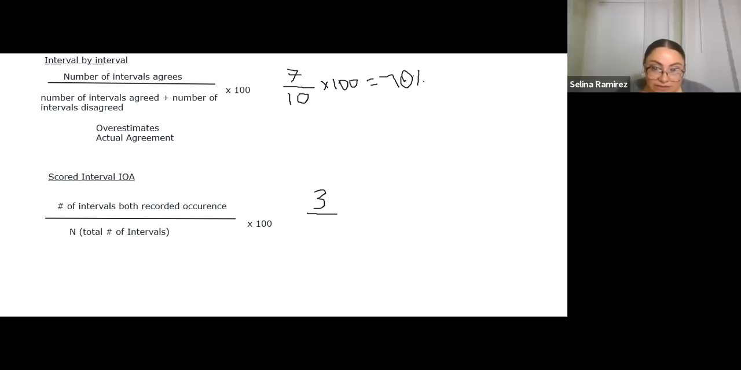So isn't it like 0.33? So it'll be like 33%. So we're going to say times 100. Sorry, my writing is ugly with this little pen. And so we are going to have 33% IOA when we use scored interval IOA.